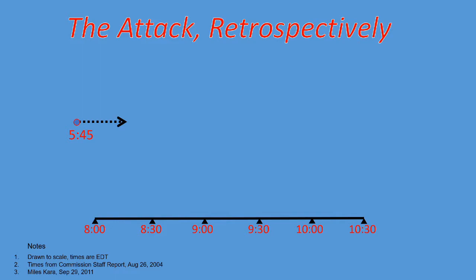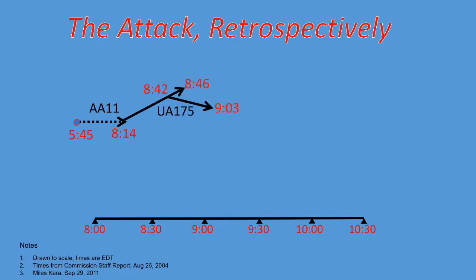The nation remained unaware for over 2 hours that it was under attack. The first indication came at Boston Center when it lost communication with American 11 as shown. The situation escalated quickly. United 175 was commandeered at 8:42. Shortly thereafter, American 11 flew into the World Trade Center North Tower. 17 minutes later, United 175 struck the South Tower.